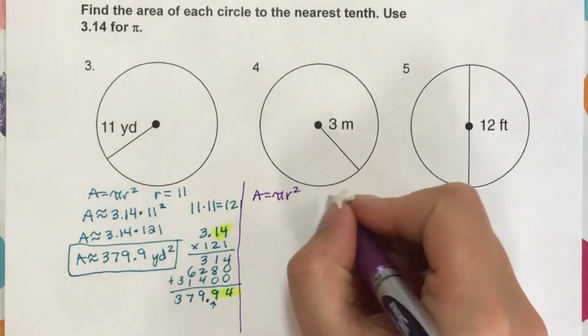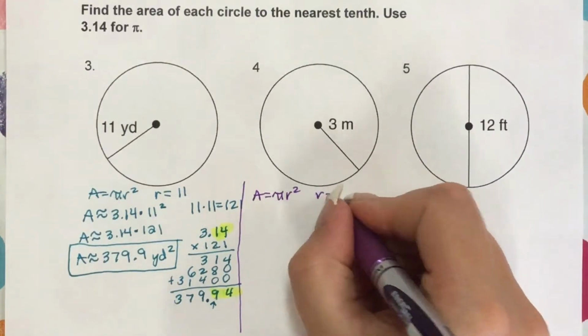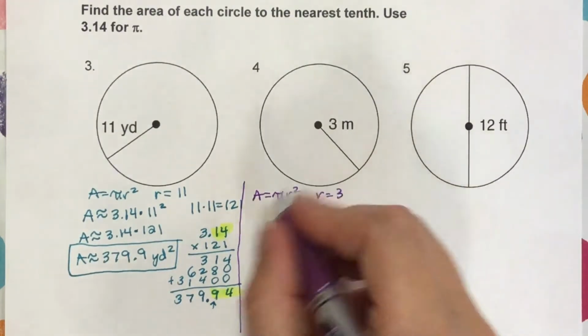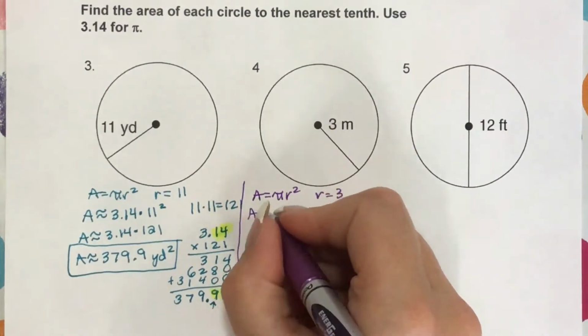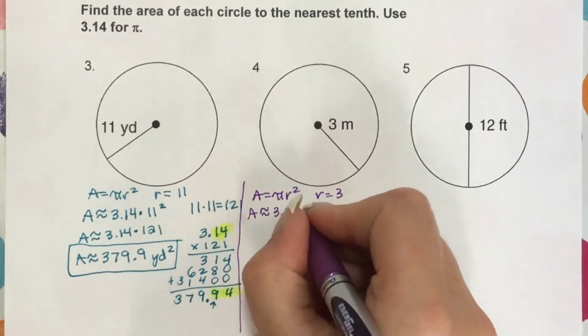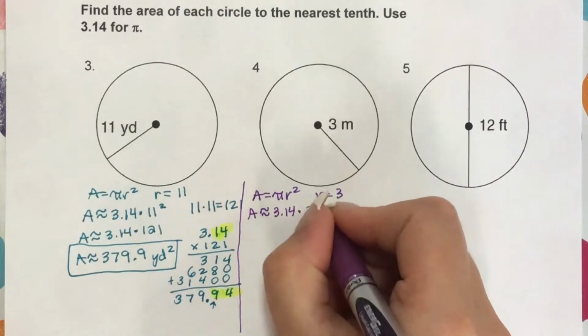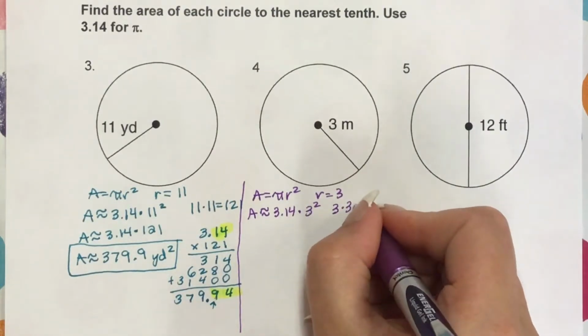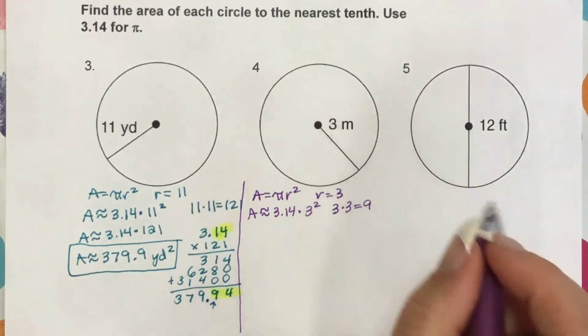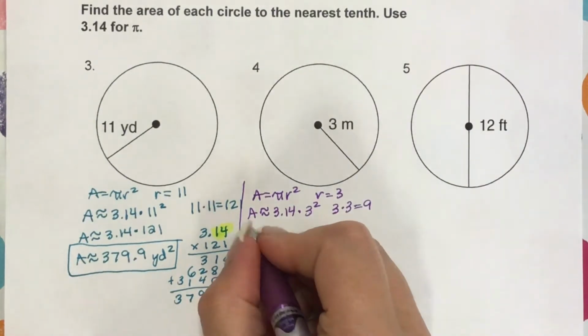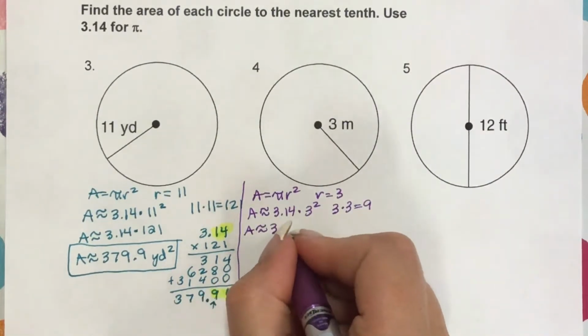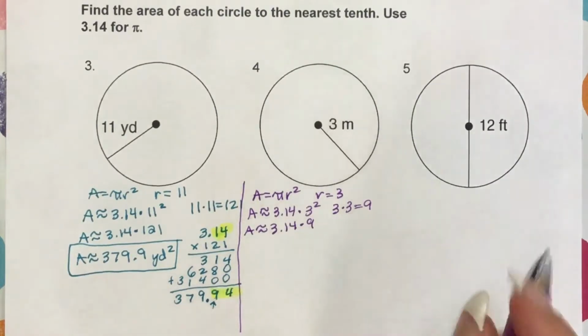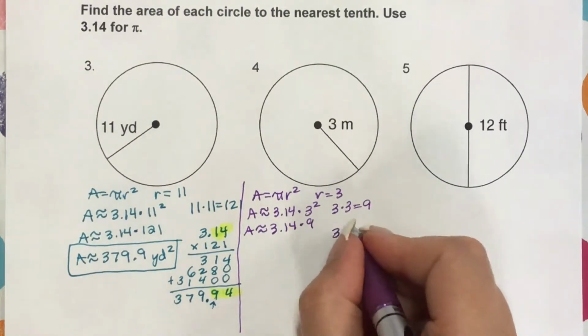Okay, the radius, we're defining our terms, is 3. We're going to substitute that in. Area is approximately 3.14 times 3 squared. 3 squared is the same thing as 3 times 3, which is equal to 9. So area is approximately 3.14 times 9. I'm going to take that off to the side.